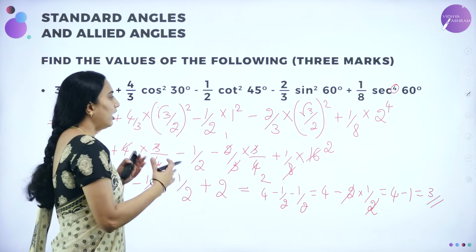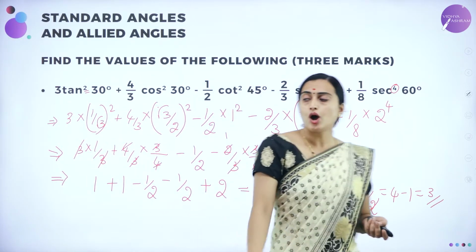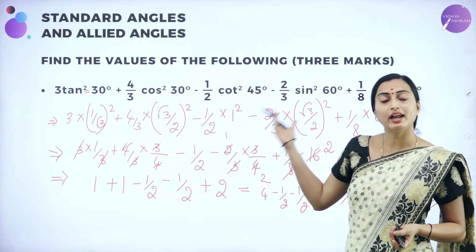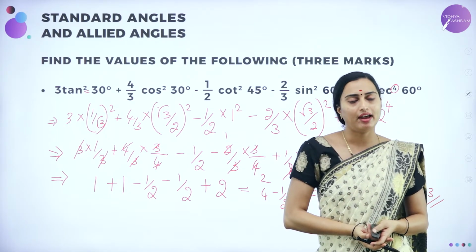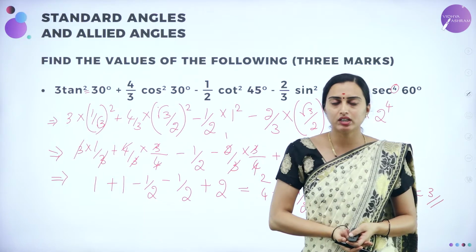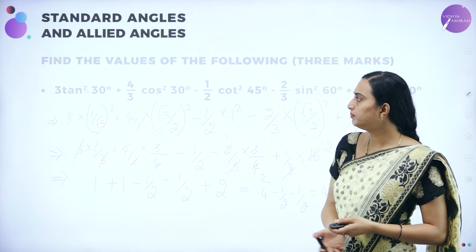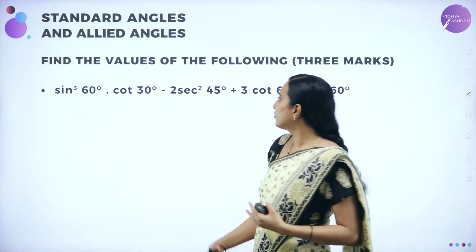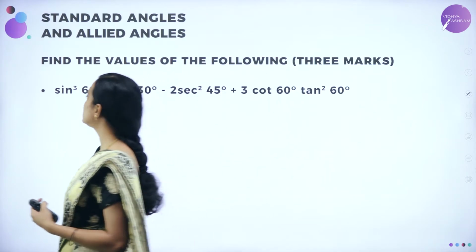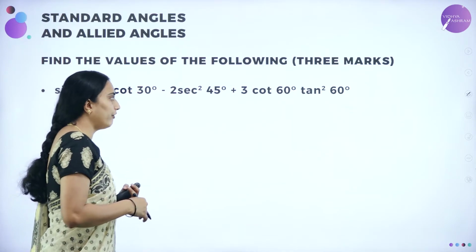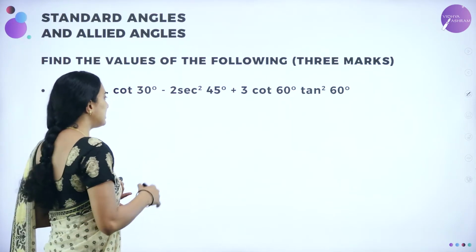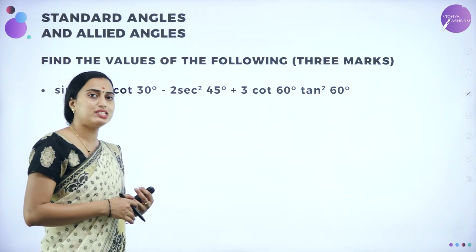That's it, dears. I hope you got the procedure for how to solve by writing the values of the trigonometric ratios in standard angles. Okay, dears, we'll move on to the next problem. They've asked: find the values of the following: sin cube 60 degree into cot 30 degree minus 2 secant squared 45 degree plus 3 cot 60 degree into tan squared 60 degree.